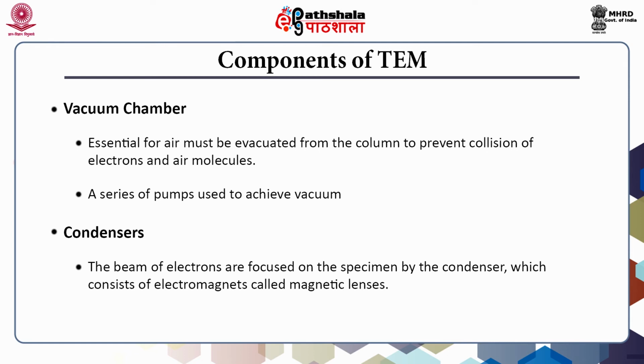Magnetic coils work as condensers and along the column magnetic coils are placed at specific intervals. These coils help to focus the electron beam on the sample surface and therefore serve as an electromagnetic condenser lens system.